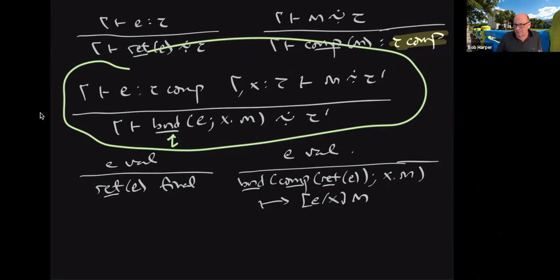No matter how it's spelled, some version of something called BIND or LET is very common in programming languages, in Haskell and ML and so on. It could be called LET. It could be called VAL. It could be called BIND. I don't know, there are probably other versions of it as well.